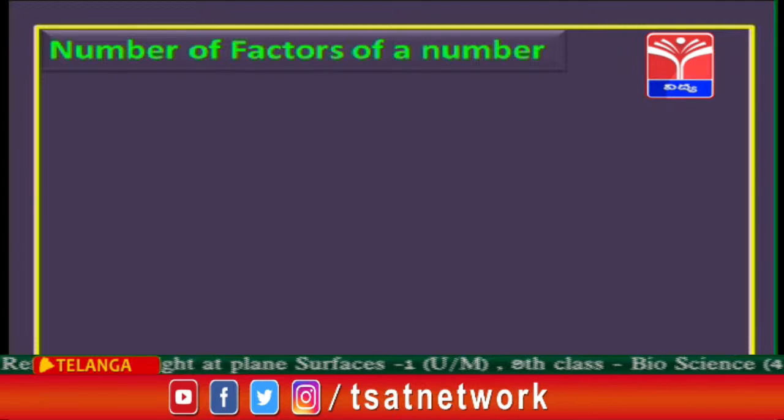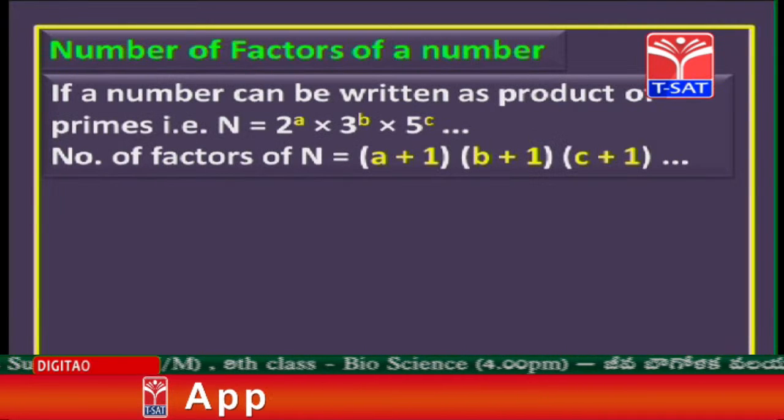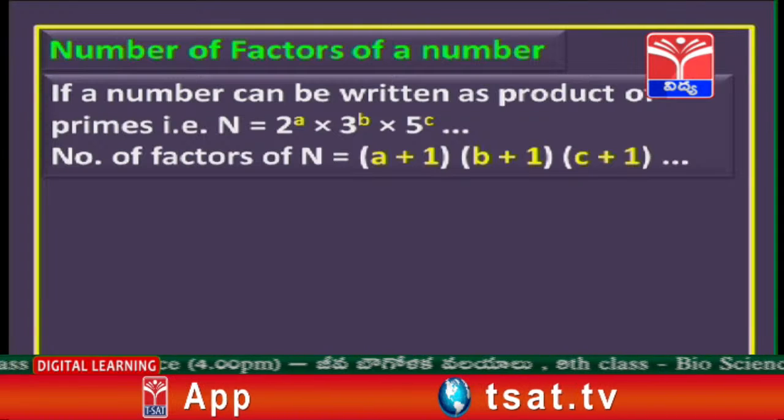Now, let us see the number of factors of a given number. If a number can be written as the product of primes, just now we have seen what are primes, right?